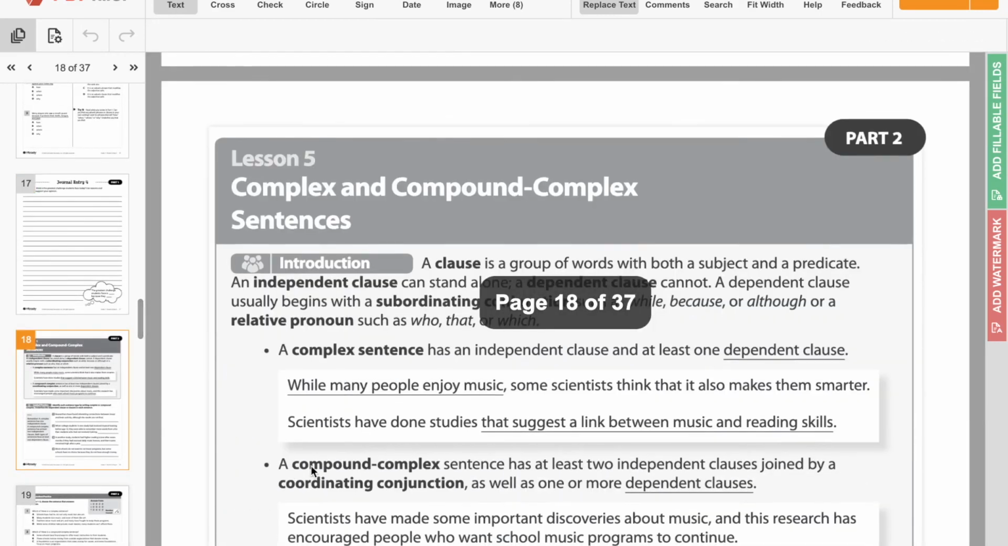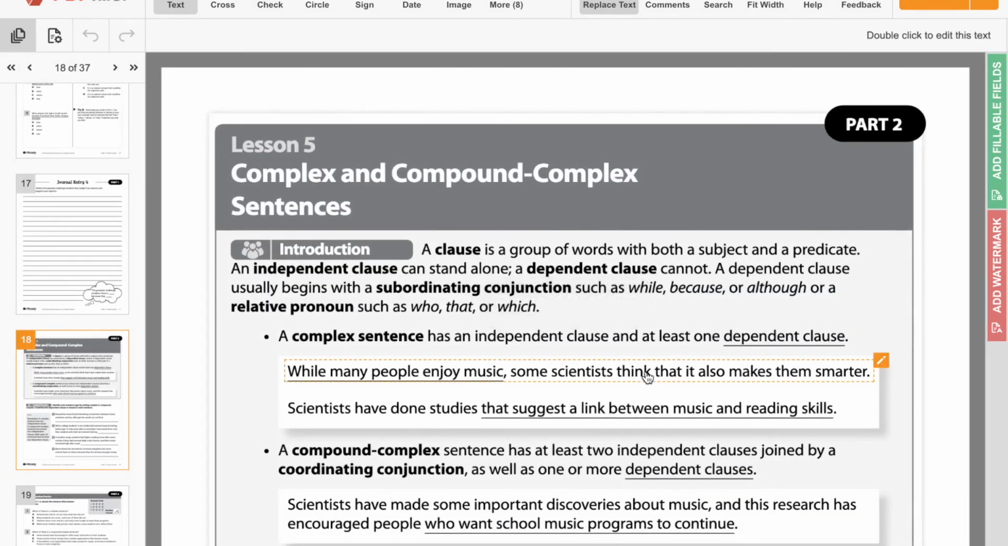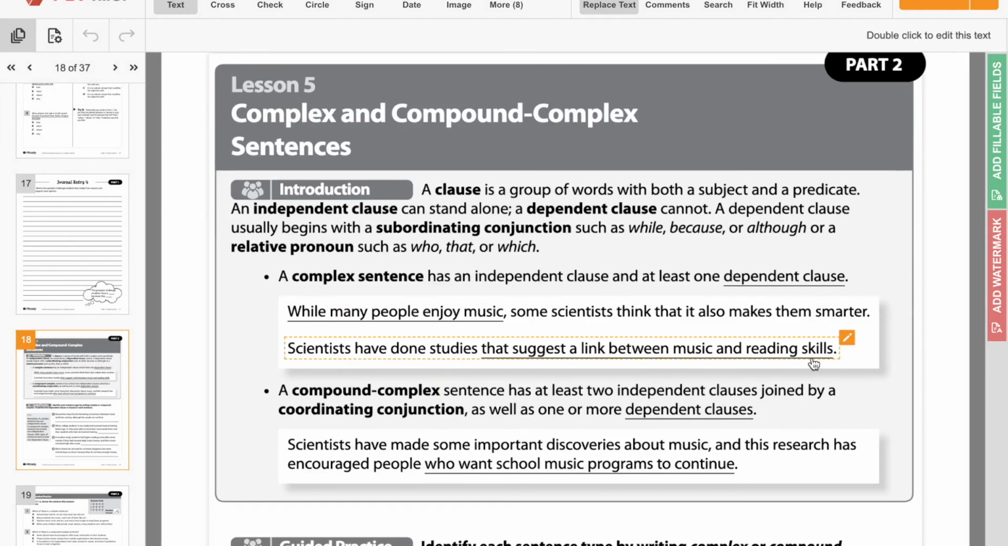So we're going to move on to page 18 together. Last time we talked about the different types of sentences: simple sentences, compound sentences, complex sentences, and compound complex sentences. This time we're talking specifically about complex and compound complex sentences, so we're going more into depth with just those two.